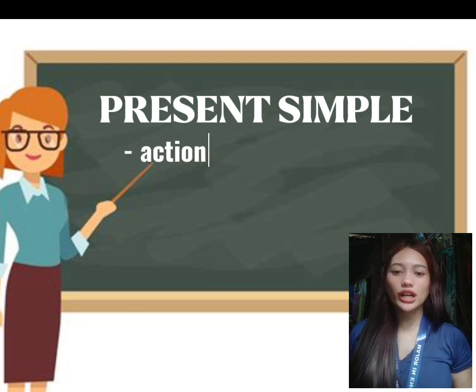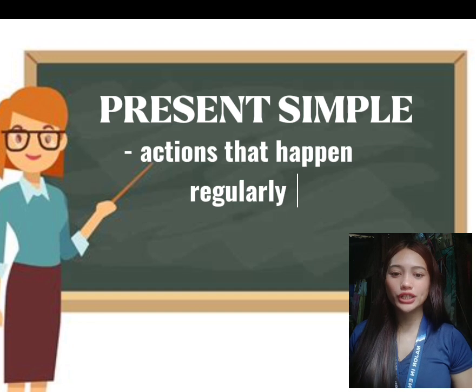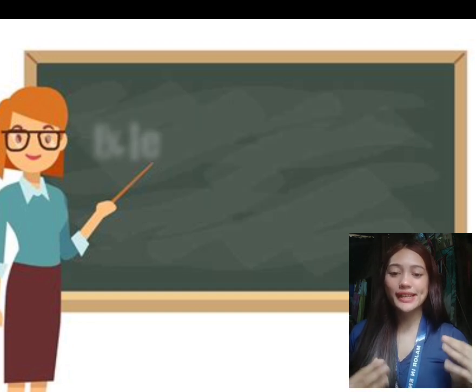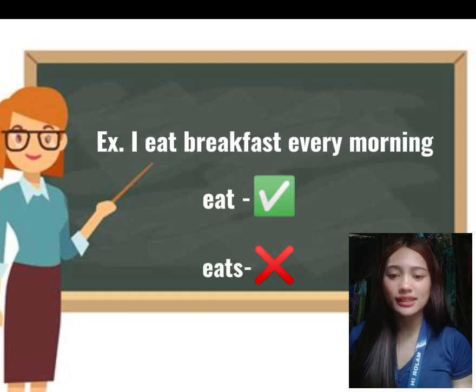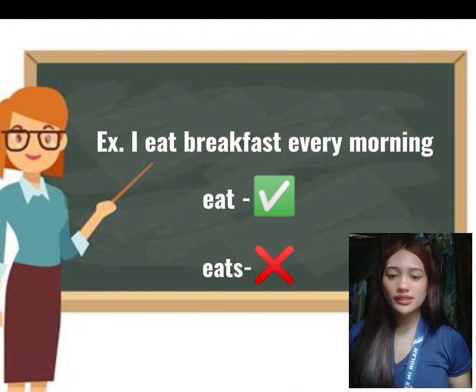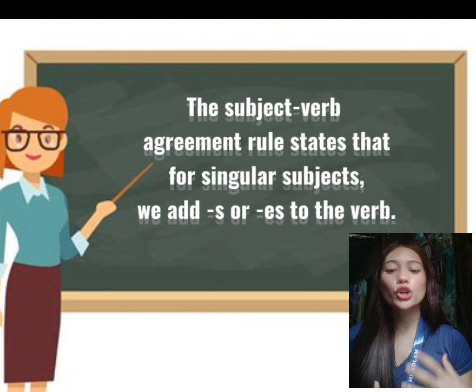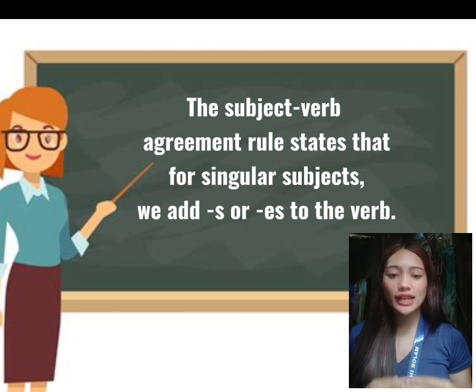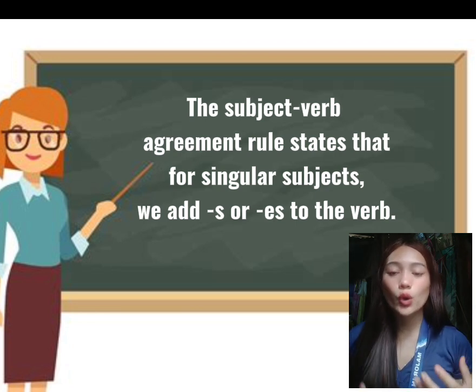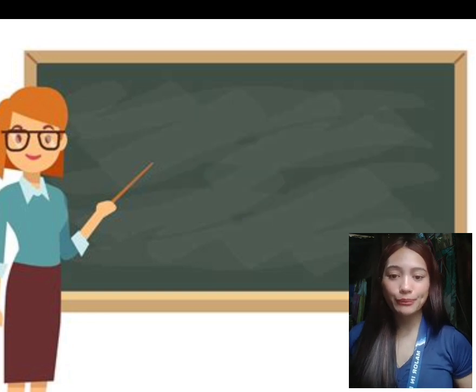This tense describes actions that happen regularly or are true in general. For example, I eat breakfast every morning. Why is it eat and not eats? Excellent question. The subject-verb agreement rule states that for singular subjects, we add s or es to the verb. However, for plural subjects or I, we use the base form of the verb.